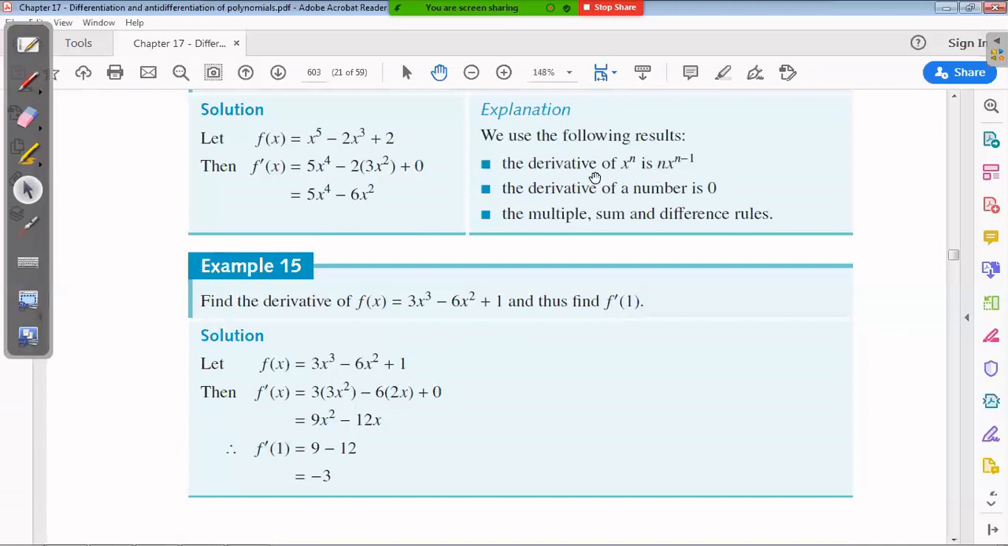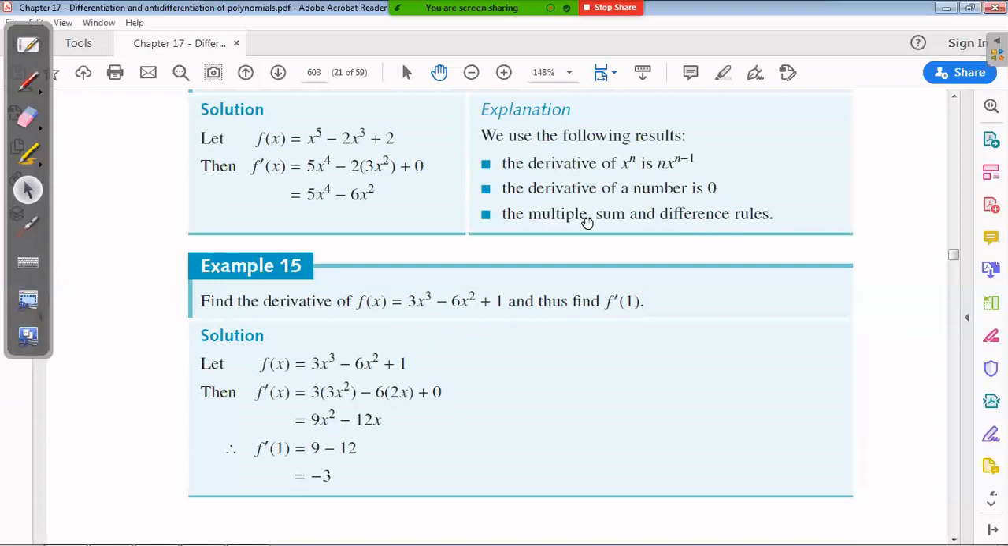We use this rule that whenever we have x power n, because here we have x power 5, where n is 5, then we write the power first and then subtract 1 from the power. The derivative of any number is 0, because here we have 2 as a number. This rule we use for the last term.